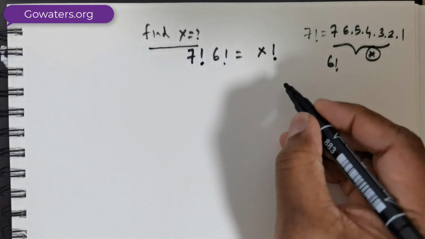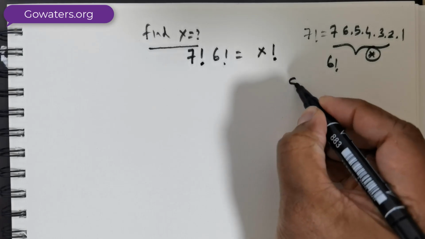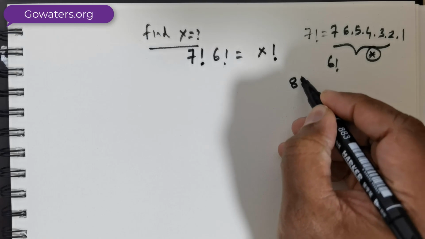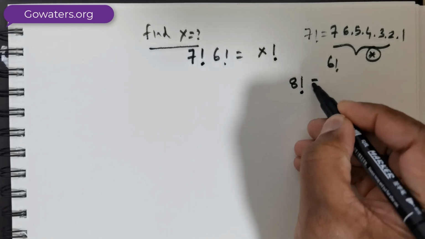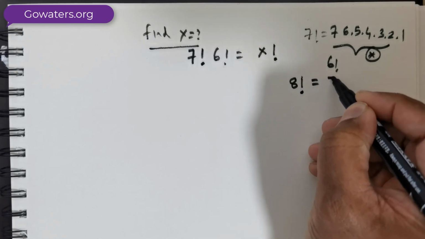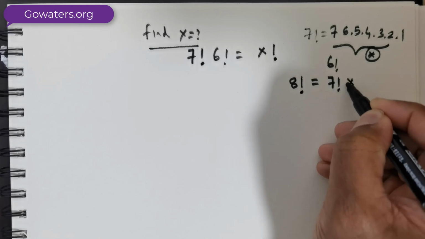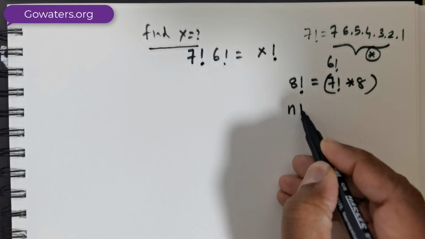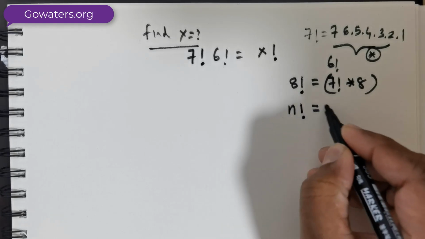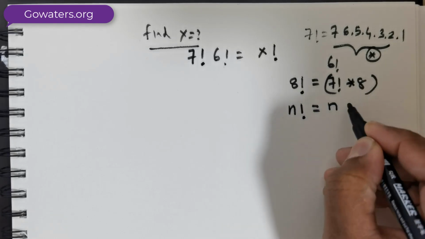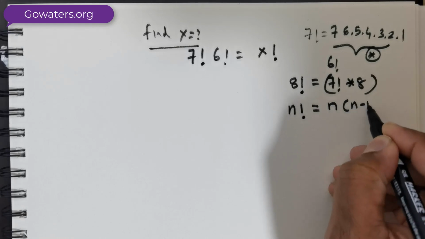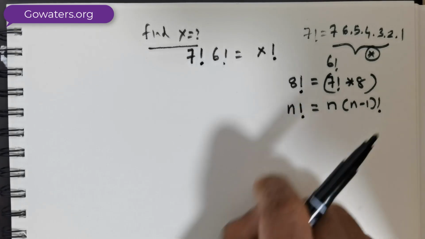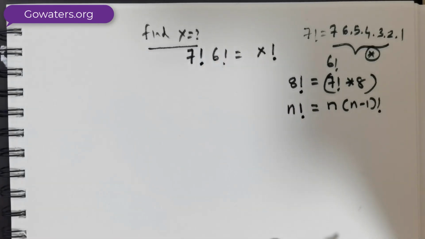So what I wish to show you here is a simple way, and that way is as follows. Now 8 factorial can be written as 7 factorial multiplied with 8. So the formula is n factorial is nothing but n multiplied with n minus 1 factorial. That is the formula that we can utilize for questions of this fashion.